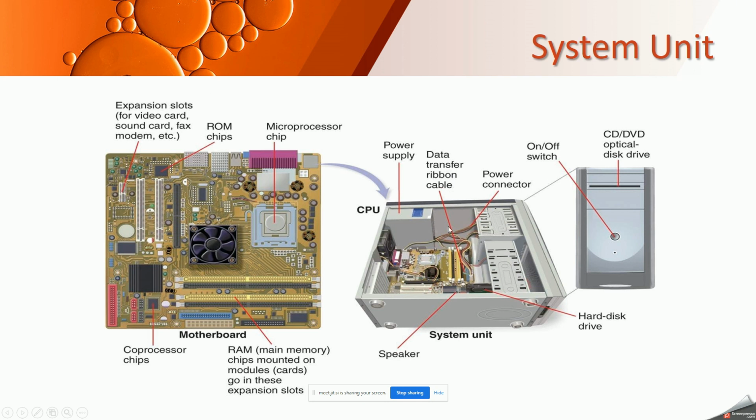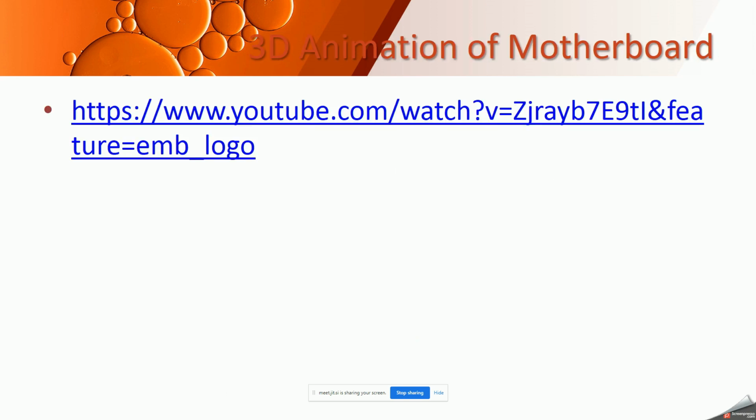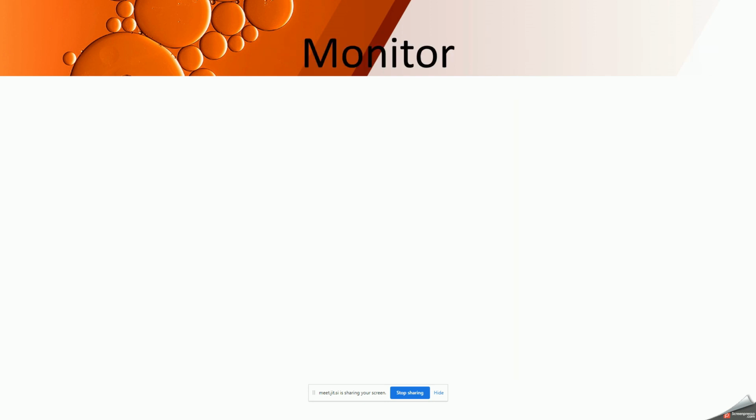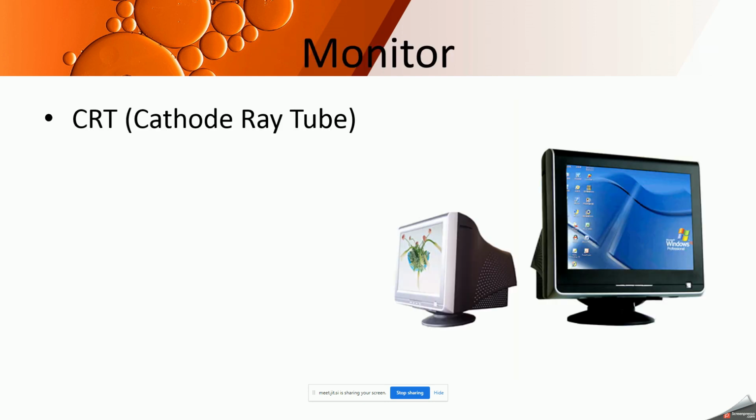Power supply. These data transfer ribbon cables are used for transmitting data in the forms of zeros and ones, that is electrical signals from one part of the computer to the other. Speakers, on off switch, so all these things are there contained within the system unit. There is a 3D animation of a motherboard which we would see after the class, right? We'll first complete this. Monitor.